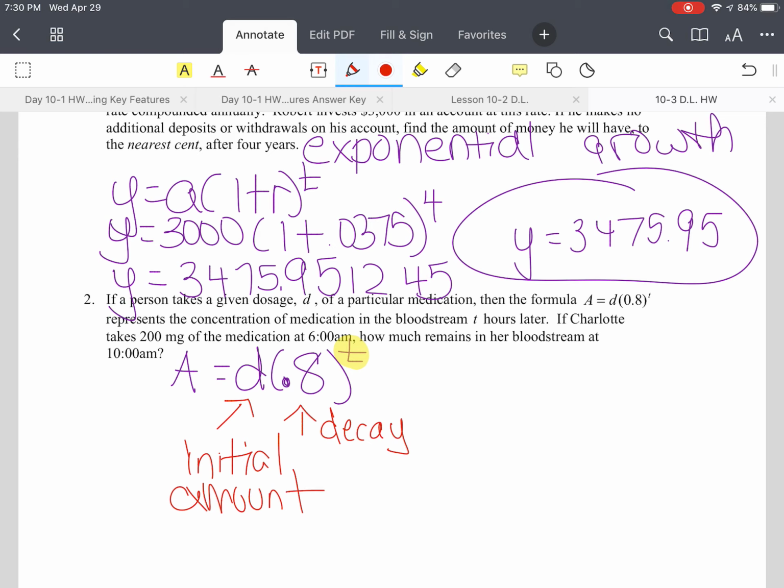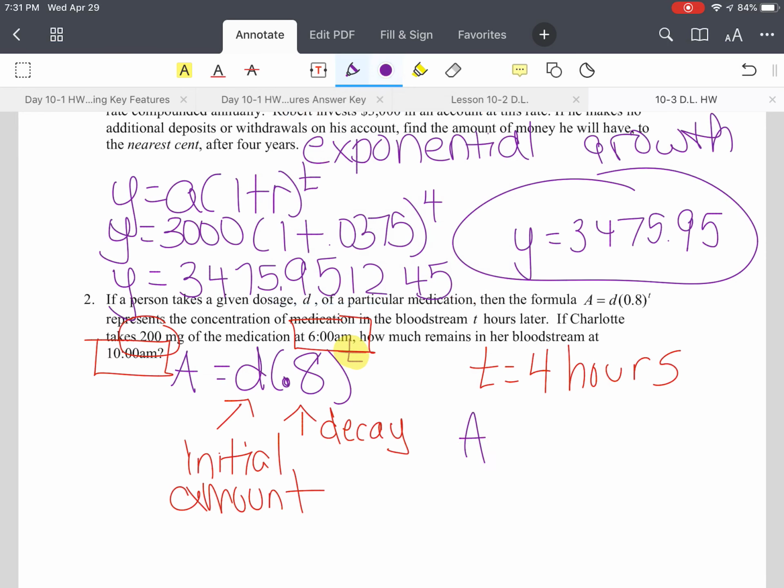Charlotte took 200 milligrams. All right, and she took it at 6, and then we want to know what remains at 10. So let's think. From 6 to 10, how much time has passed? Because that's what we need to know. We start at 6 a.m., we say 7 a.m. is 1 hour, 8 a.m., 2 hours, 9 a.m., 3 hours, 10 a.m., 4 hours. So T is 4 hours. So again, just pause for a minute, finish this problem up, and come back and I'll give you the answer.